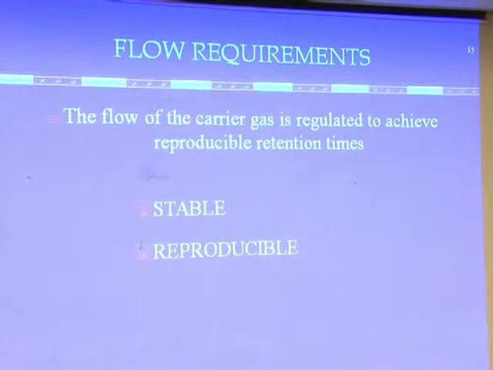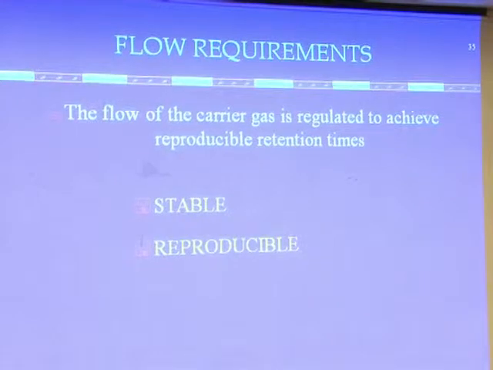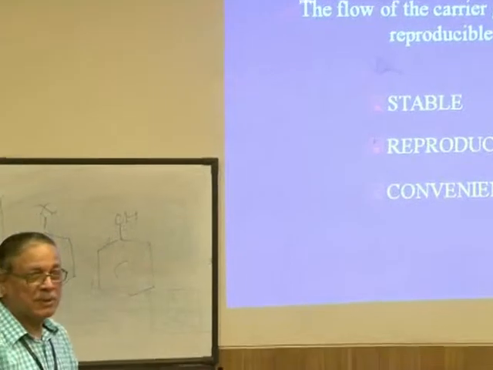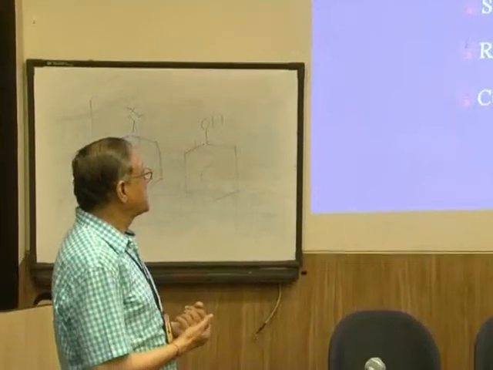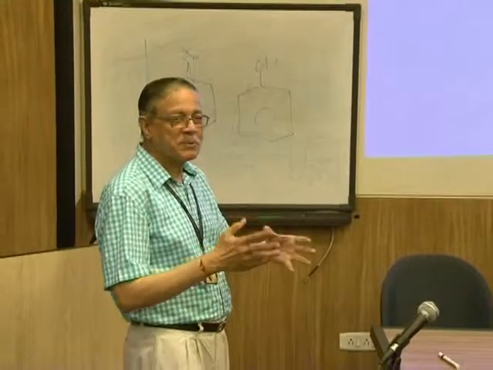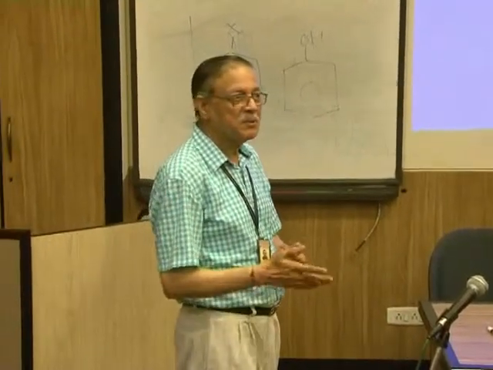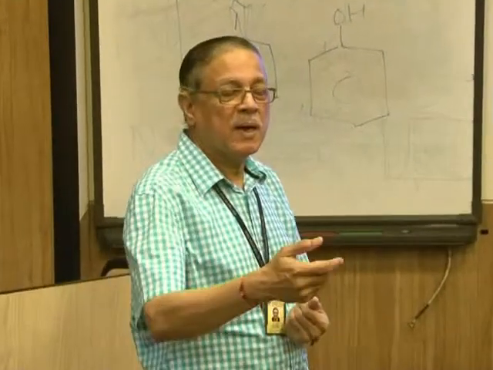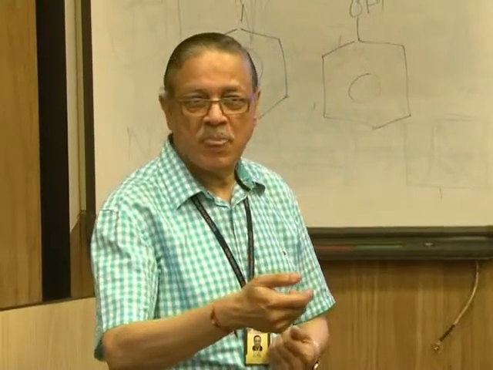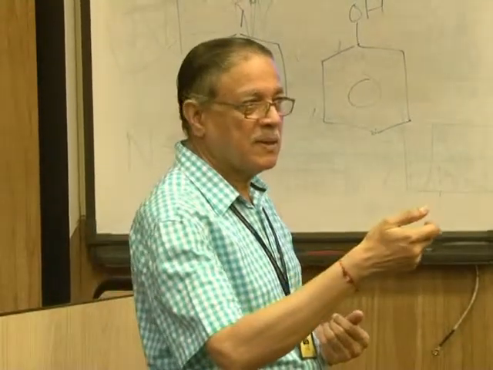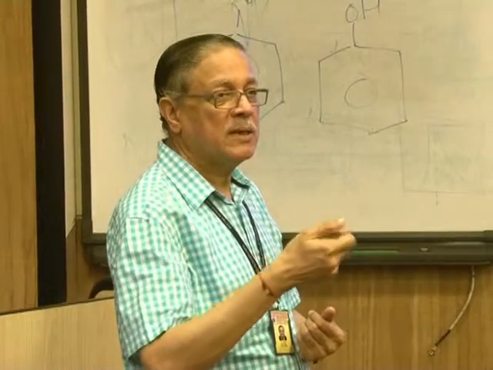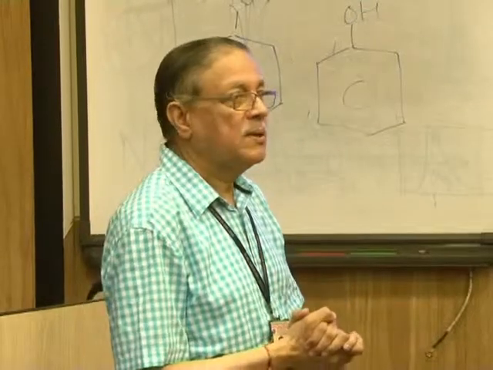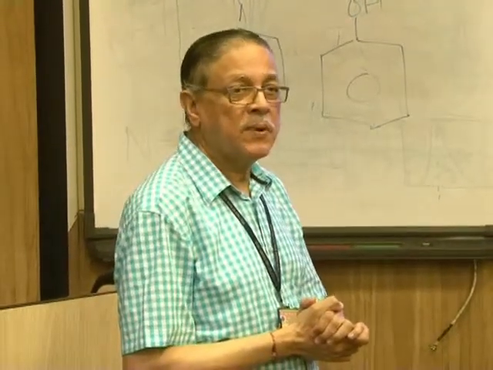As I said yesterday, if you stop the experiment and continue again, you should be able to reproduce that flow rate to reproduce the retention times. It should be reproducible, and it should not be a very laborious process to get the reproducible flow. It should be very convenient. When you go through the laboratory, please insist on showing how the gas flow is controlled. You will see the traps, and ask them to open the GC for you to show different parts and how the flow is regulated.